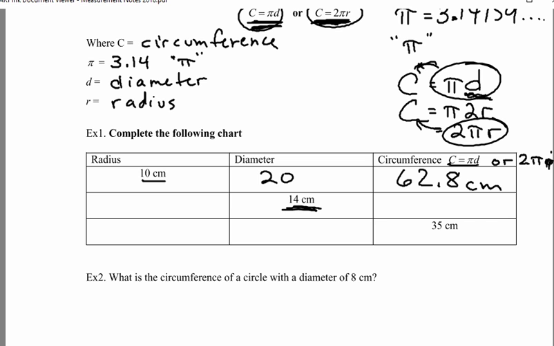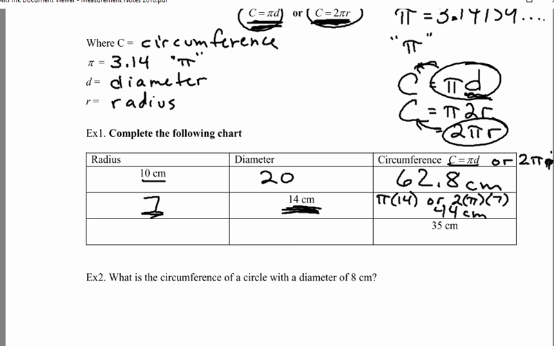This time, diameter is given, so the radius would be half of that, because diameter is all the way across, radius is just half. Circumference, pi times 14 would be one possibility, or we could do 2 times pi times the radius of 7. Either one will work, whichever works for you. In this case, I get 43.9695, which rounds up to 44 centimeters.